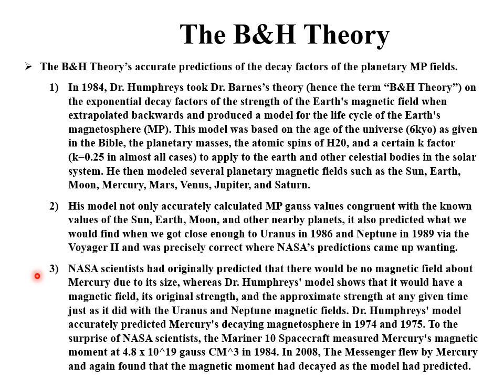To the surprise of NASA scientists, the Mariner 10 spacecraft measured Mercury's magnetic moment at 4.8 times 10 to the 27 Gauss cubic centimeters per second. I don't think that's right. I carried that over. I think that's like 18 or something like that. I'll have to correct that. In 1984, and then in 2008, the Messenger flew by Mercury and again found the magnetic moment had decayed as the model had predicted.